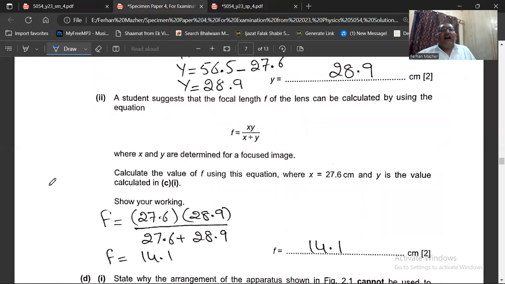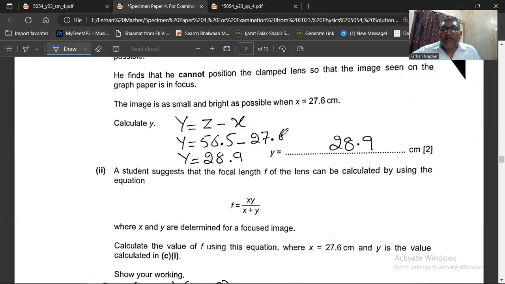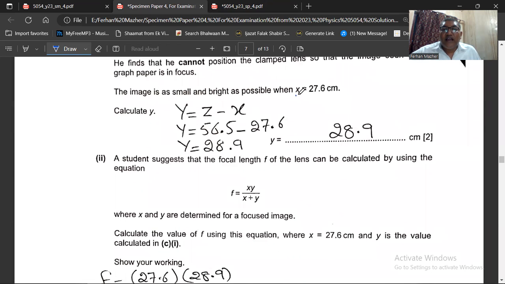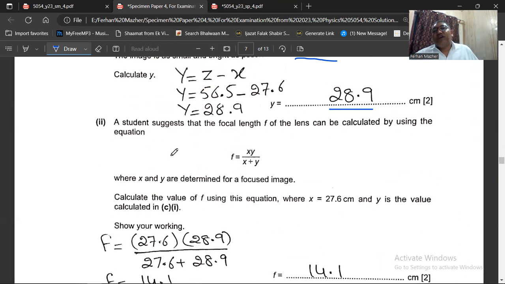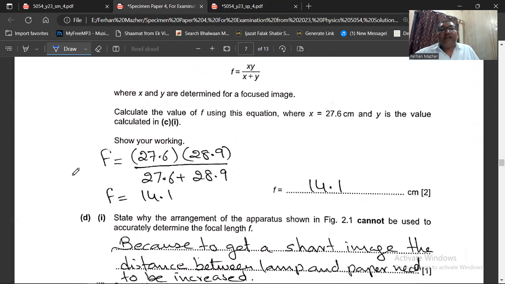Then he says, a student suggests that the focal length f of the lens can be calculated by using the equation f is equal to xy divided by x plus y. This is the formula I just gave. You have to put the values of x and y. The x value is this and the y value is this. Just put these values here, and I have done that.